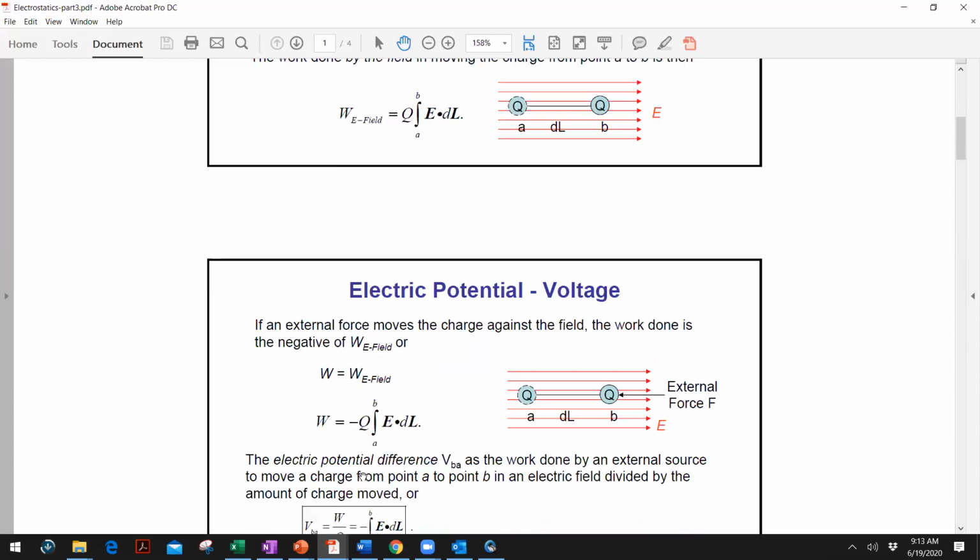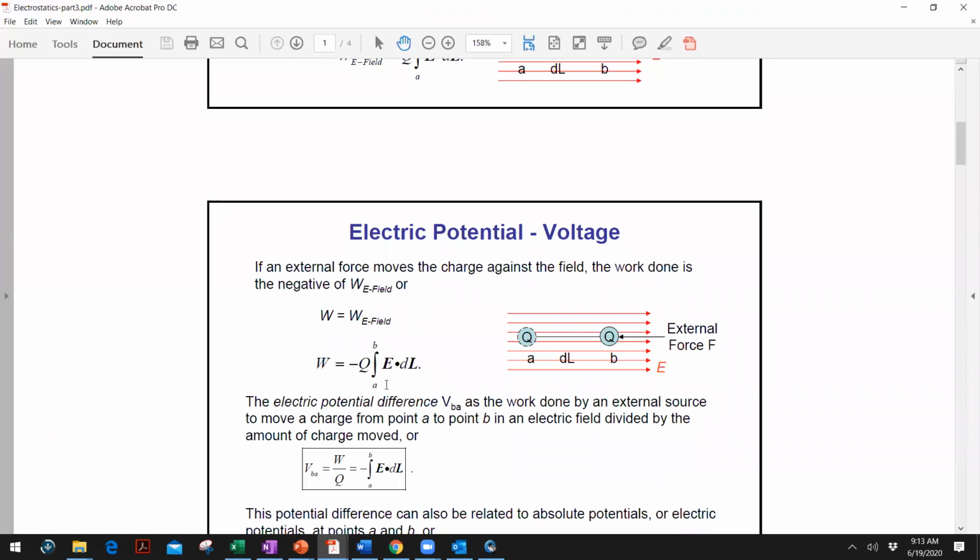All right, so now the actual work that an external force would do, and it says here, moving the charge in the opposite direction, would be this. Same magnitude, opposite sign. Then the trick is this. If you want to know the work that an outside force does in moving a charged particle through an electric field, you would simply take minus Q times the integral of E dot dl from A to B.